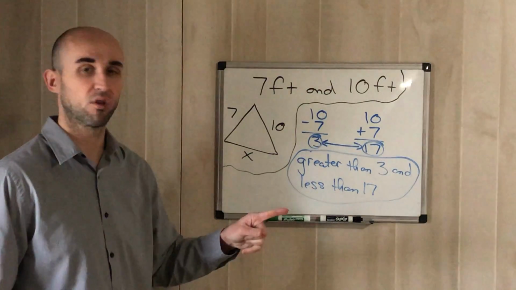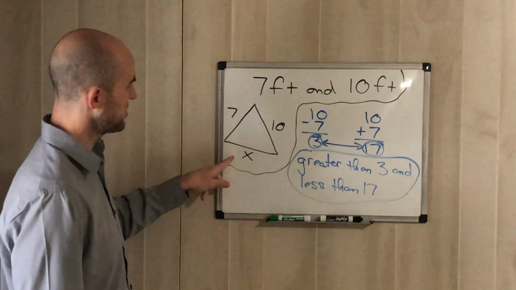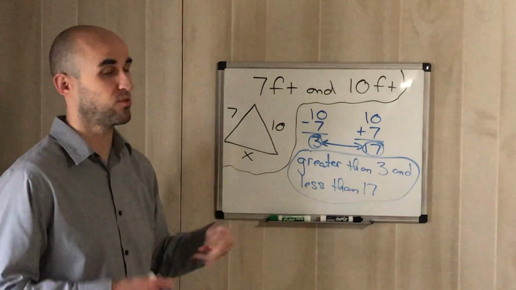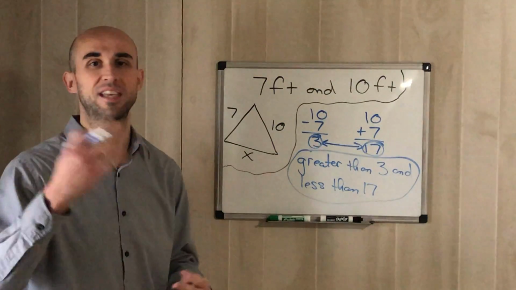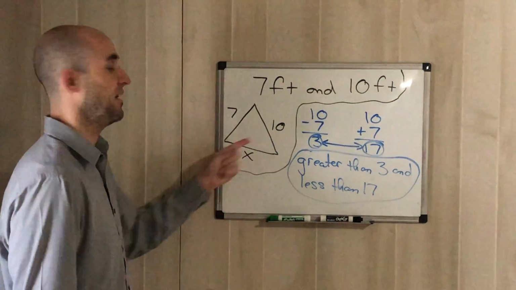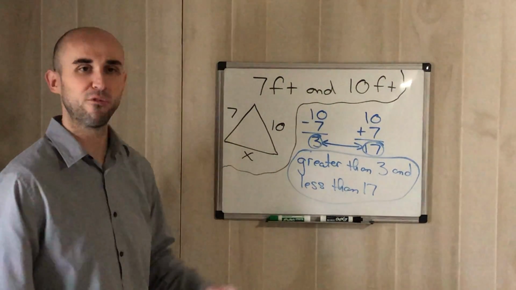Again, it doesn't count those numbers because if we were to use 3, for example, 7 plus 3 is 10. 10 has to be greater than 10. That's why it couldn't be 3. But now if we were to take, let's say, 4, 4 is between those. 7 plus 4 is 11. 11 is greater than 10. That's why 4 would work. But again, that's how you figure it out.